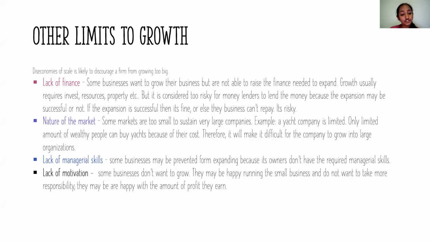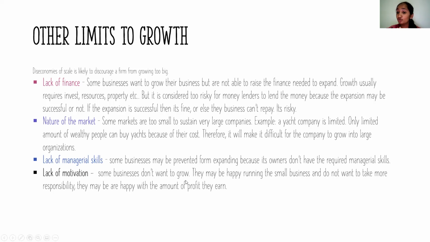Lack of managerial skills. Some businesses may be prevented from expanding because the owners don't have the required managerial skills. It means if a person is only qualified or able to run a business in a small manner, then he cannot control it by himself in a larger company because he might not be qualified in running the business, employing people for different departments, etc.